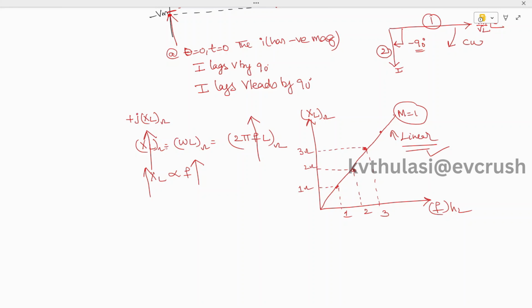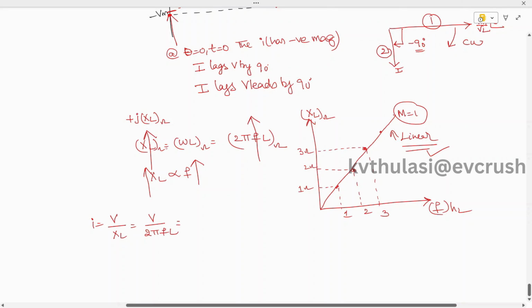Now one more doubt is there. What happens to an inductor when a steady state is applied? The formula for current is I equals V by XL. How to write XL? XL is omega L, so we can write it as 2 pi F L. Whenever we apply an AC supply, this is the case. Now let's try to apply the DC supply. When you apply the DC supply, there is no frequency. So whenever the frequency is 0, the current becomes infinity.